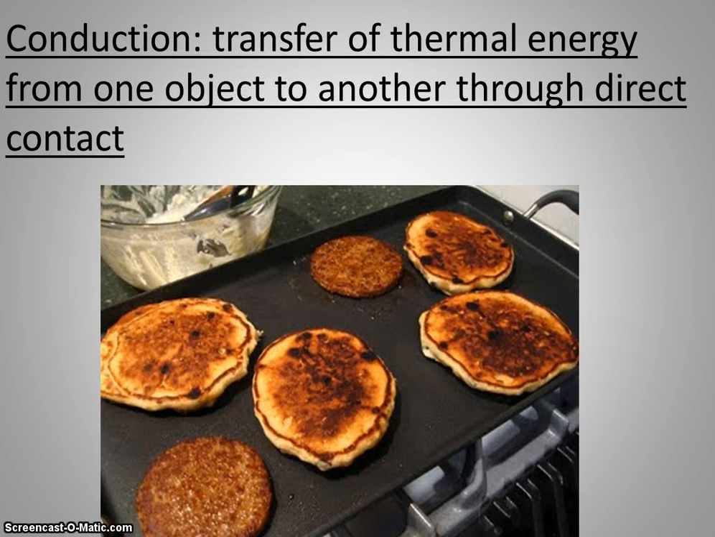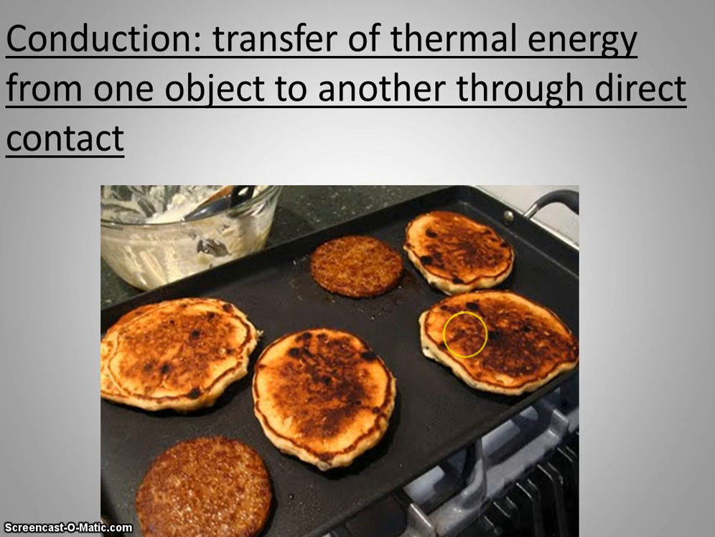Alright, and heat transfer can happen in multiple ways. One of those ways is called conduction. That is when you transfer thermal energy from one object to another object through direct contact. As you can see, this is a stovetop. It has a griddle on it. The thermal energy of the griddle is being transferred to the pancakes and the sausages here through direct touch.